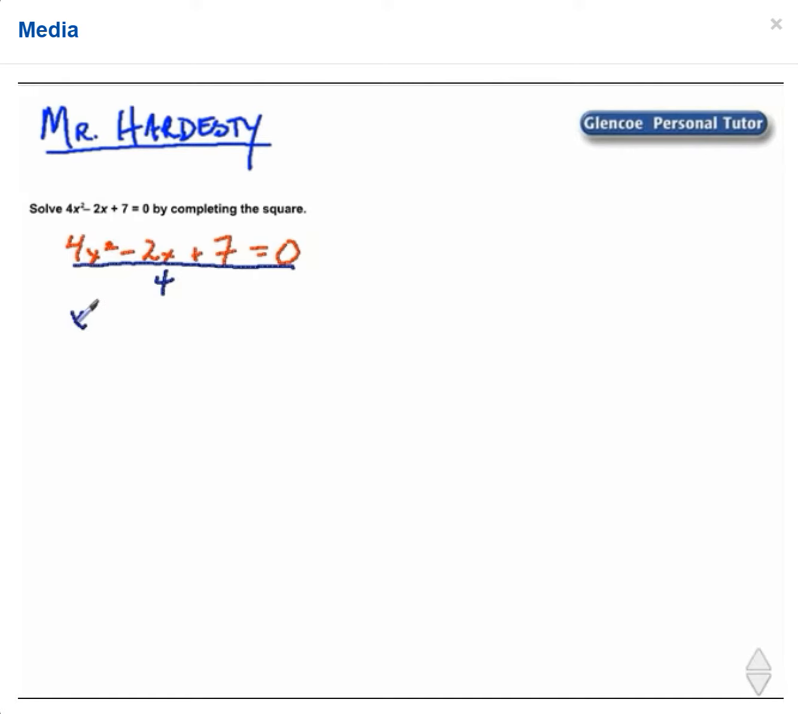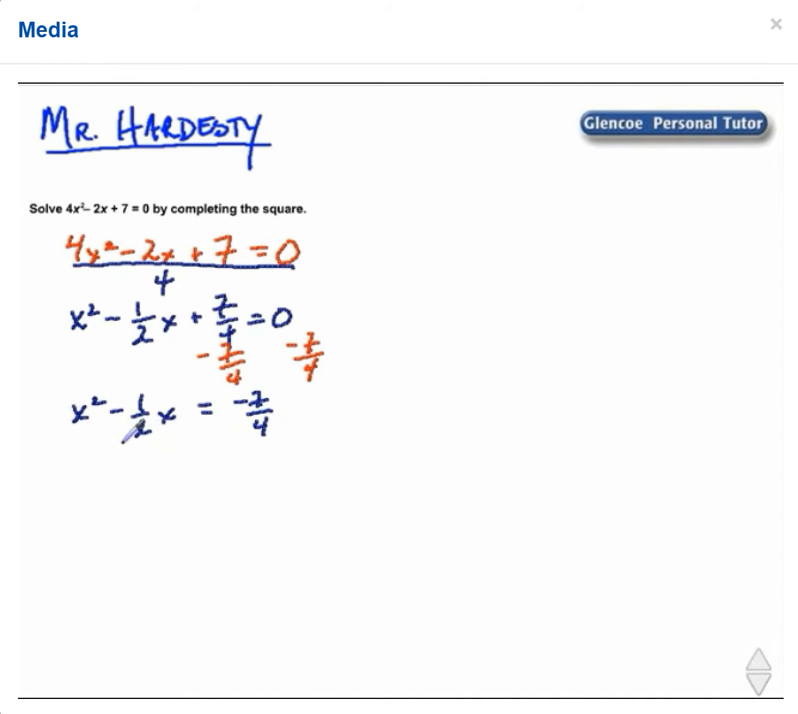So the first thing we'll do is divide the entire thing through by 4. And we'll rewrite x squared minus 1/2x, that's 2/4 simplified, plus 7/4 equals 0. Now that our lead coefficient is 1, we can solve by completing the square. First step, let's move the constant to the right side. So subtract 7/4. So we isolate our x's, and we'll have x squared minus 1/2x equals negative 7/4.